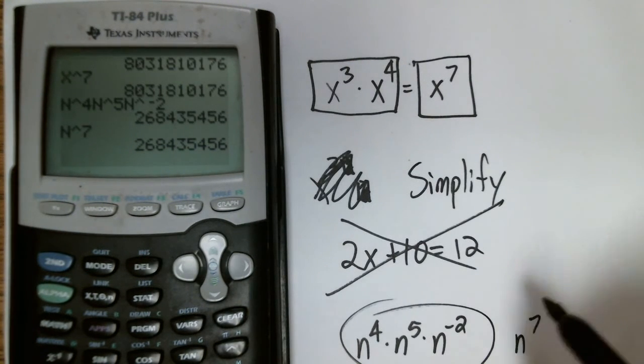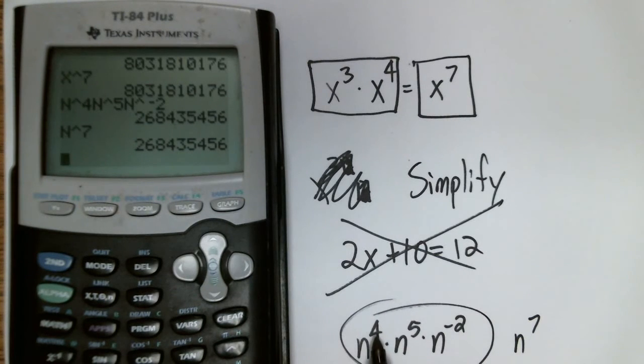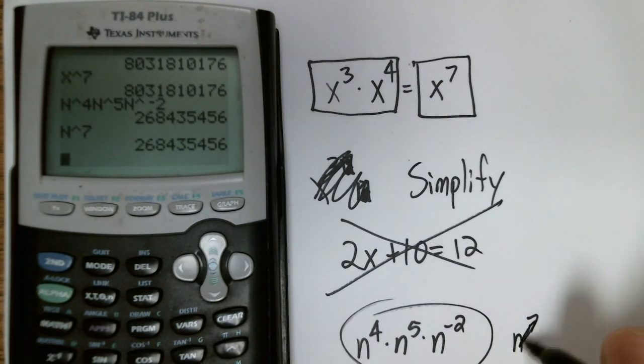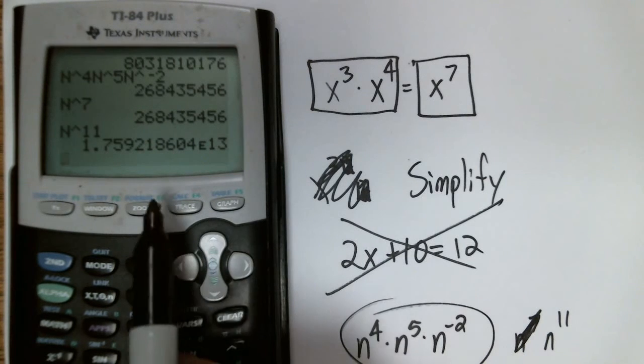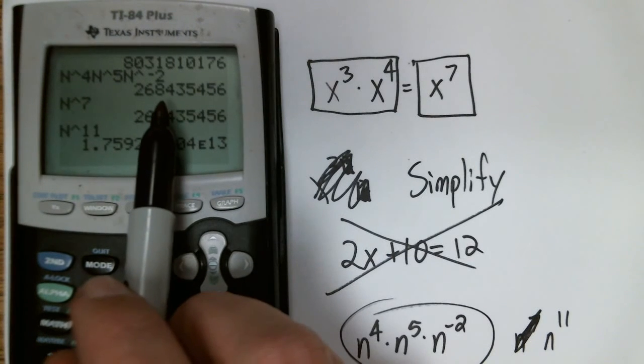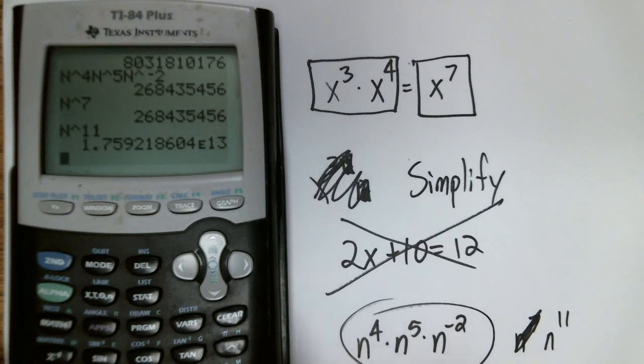Watch what happens if I made a mistake and I didn't subtract the 2. What if I added 4 plus 5 plus 2 and I said my final answer was n to the 11th? Now when I type in my answer, alpha n raised to the 11th, notice that this number is different than the original problem. So if it's different, that lets me know, hey, I've made a mistake. I got to go back and find my answer.